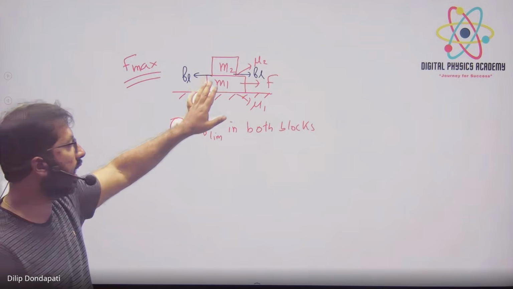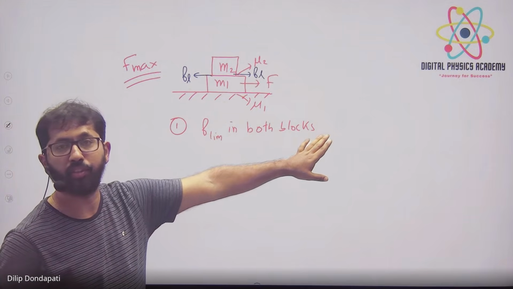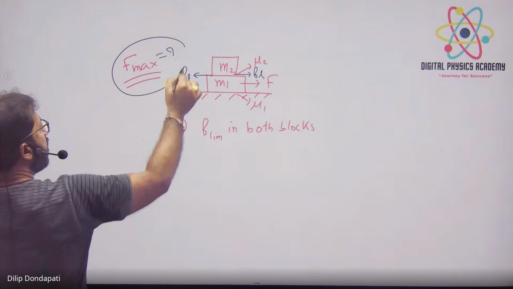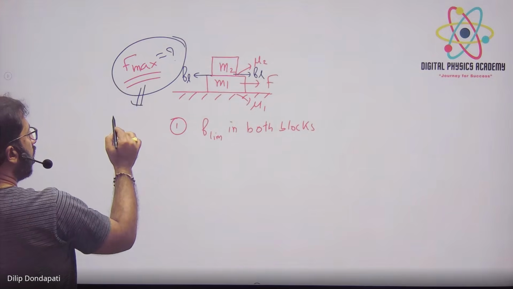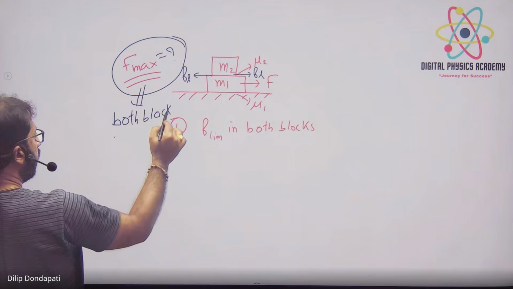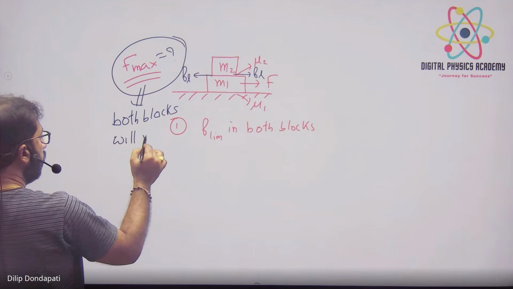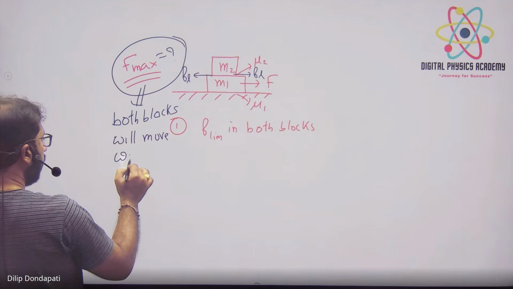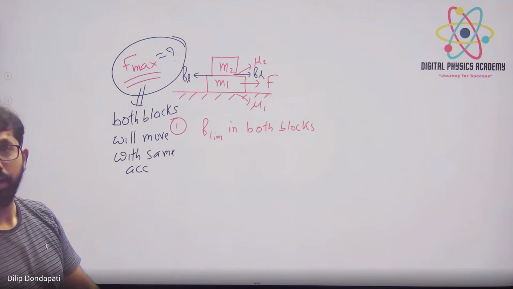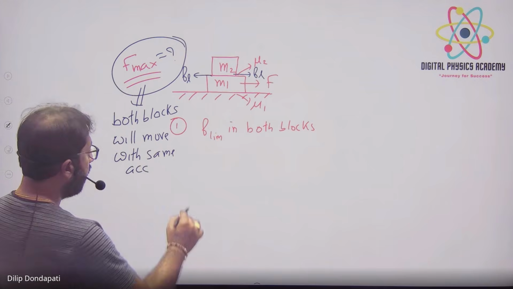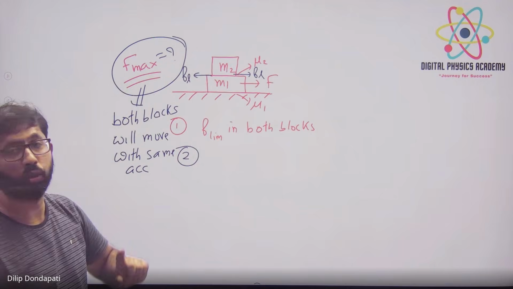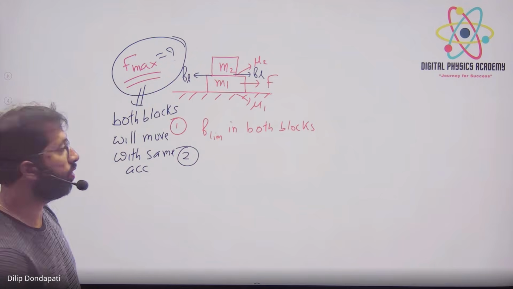Now, first we will calculate, understand the method. We have to calculate limiting friction for both blocks always. Our intention is to calculate what? F max, so that both blocks will move with the same acceleration. Okay? First find the limiting friction. In the second step, you have to see the block where only friction force is acting. Tell me, which block has only friction force acting?